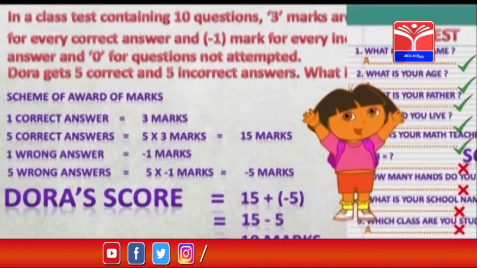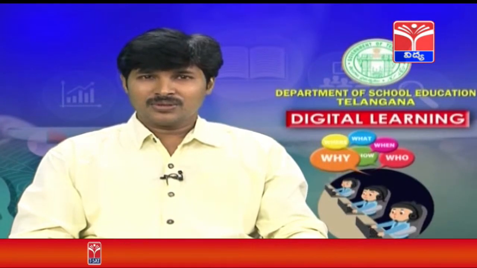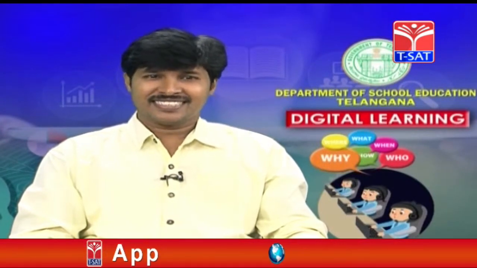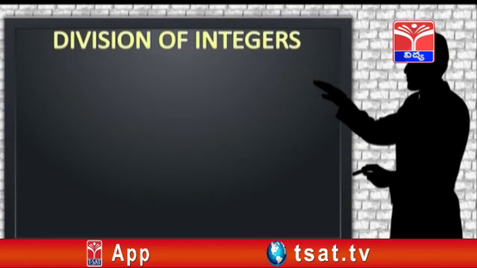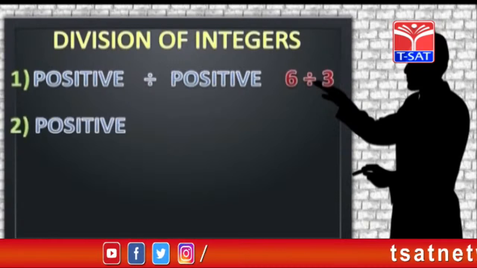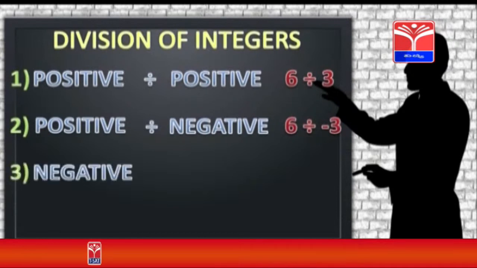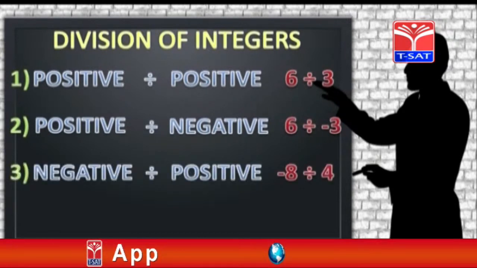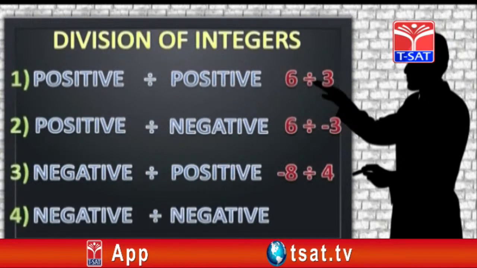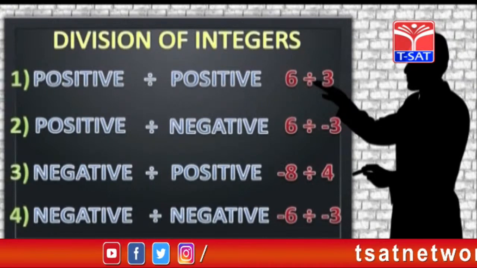Okay students, you have learned multiplication of integers so far. Now let us go to the division of integers. Like the product of integers in multiplication, division of integers is also of 4 types. Positive divided by positive, positive divided by negative, for example 6 divided by minus 3, negative divided by positive, that is negative 8 divided by 4, and negative divided by negative, that is minus 6 divided by minus 3.